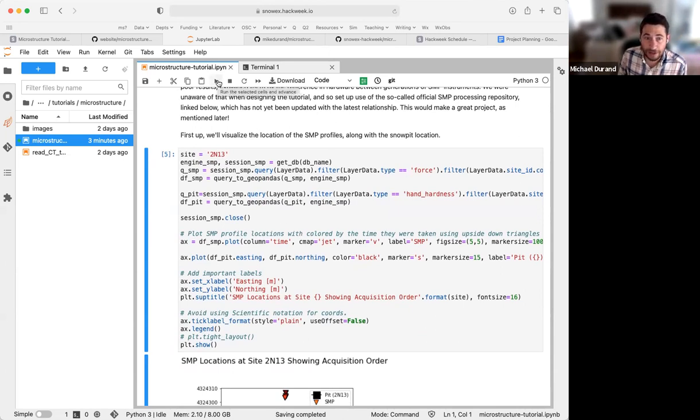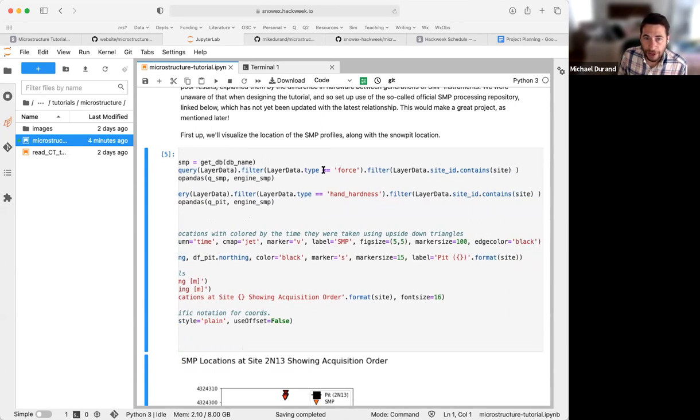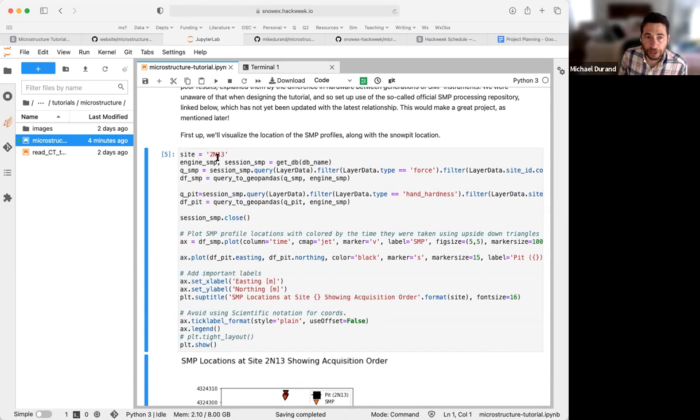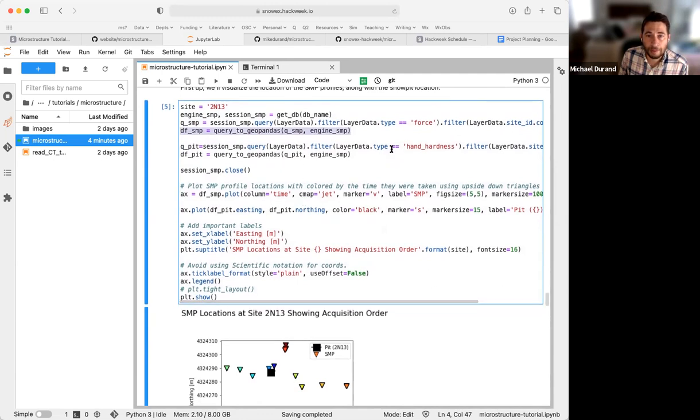So we're going to use the database to do that. Here we're going to pull all of the layer data type equals force, which is how you can filter things out by SMP. And we're also going to choose a single site. Here we're going to use 2N13, which is the one where we have all of these. And then we do the database query and convert that to a data frame.